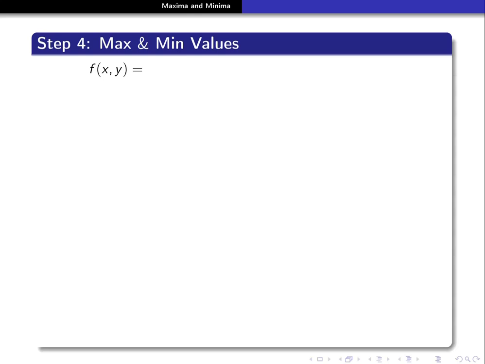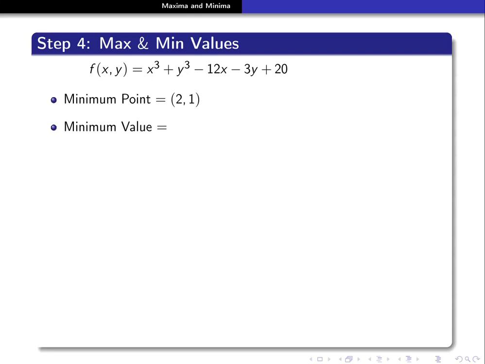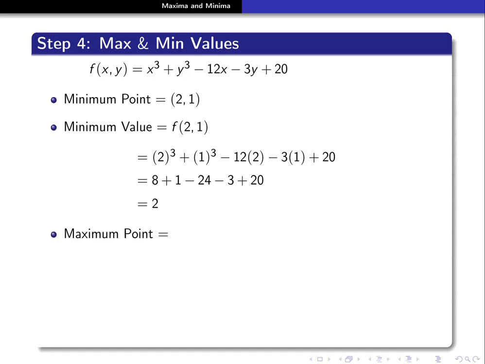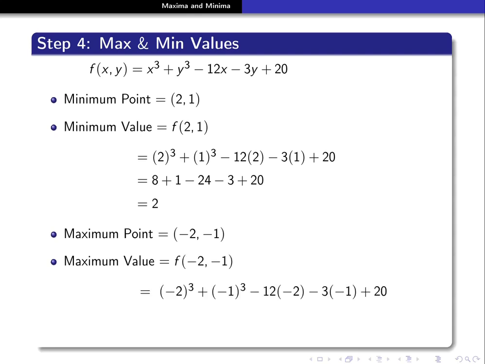Therefore we need to find the maximum and minimum value. So f of x, y is equal to this, the minimum point is (2, 1). Replace x is equal to 2, y is equal to 1, we will get f of (2, 1) is equal to 8. Similarly the maximum value: the maximum point is (-2, -1), therefore replace x is equal to -2, y is equal to -1. So we will get the maximum value is 38.